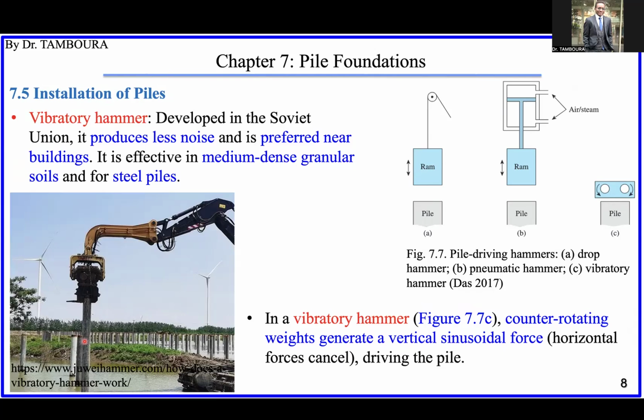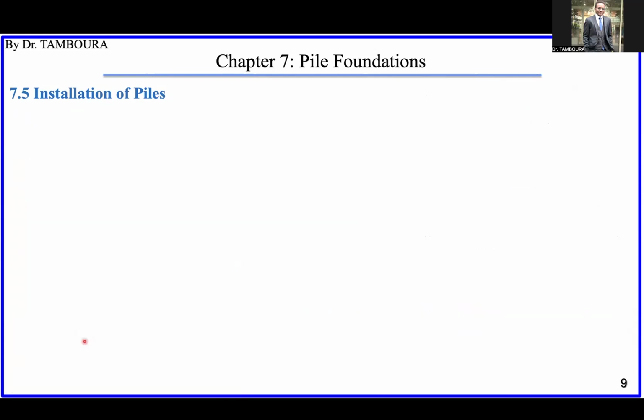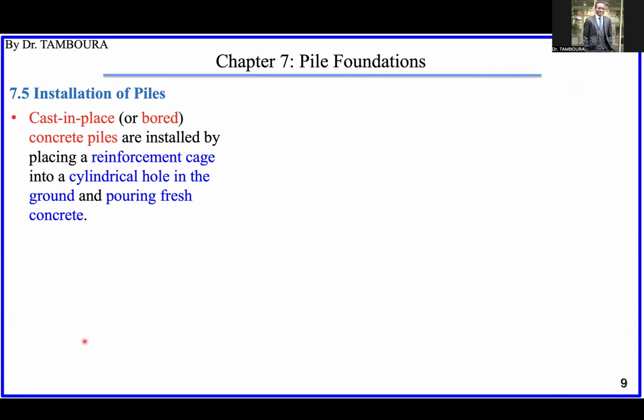But these are not the only two installation methods. We have also cast-in-place or bored pile. This is where you dig a hole, mainly a cylindrical hole, but not always. In the ground, you pour your fresh concrete inside, and of course place reinforcement. In case of cased bored pile, that is cast-in-place bored concrete pile.